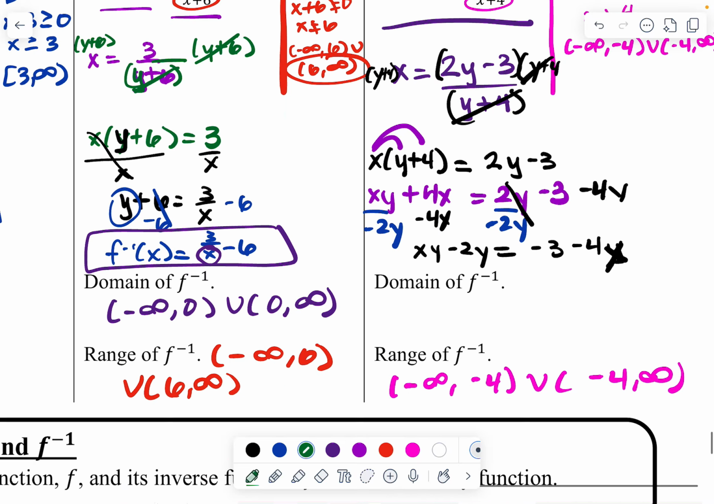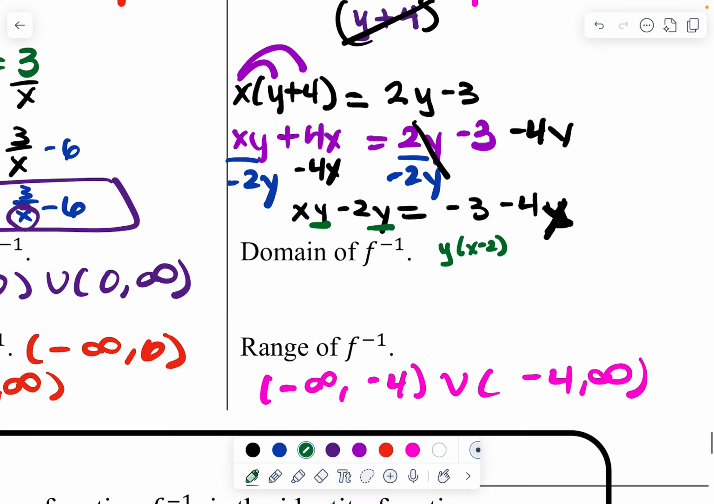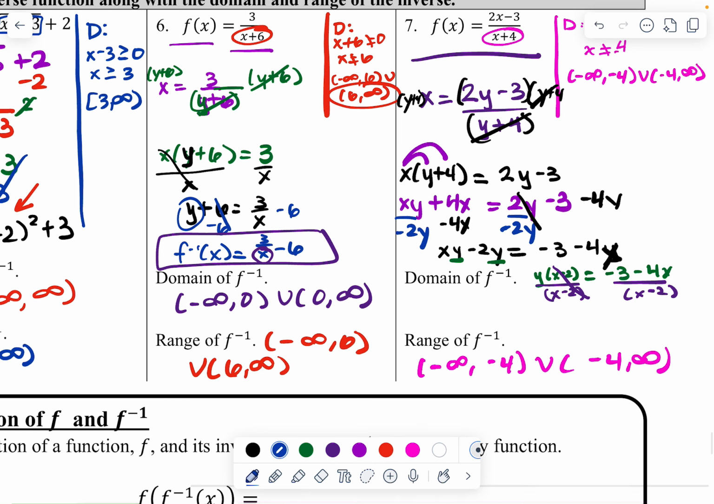And now I'm going to factor out that y to get it by itself. These both have y. So this is really y times x minus 2 equals negative 3 minus 4x. Get y by itself by dividing by x minus 2. Okay, so now this is our inverse function, which is negative 3 minus 4x all over x minus 2.